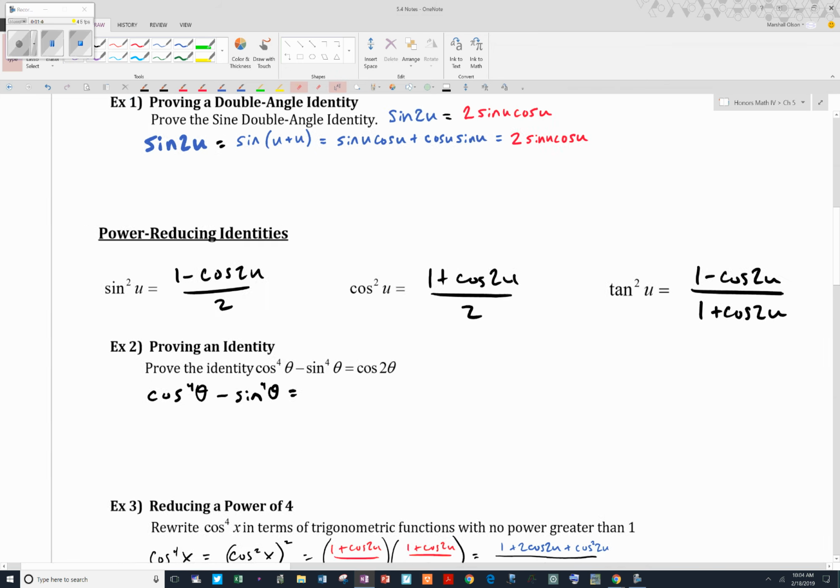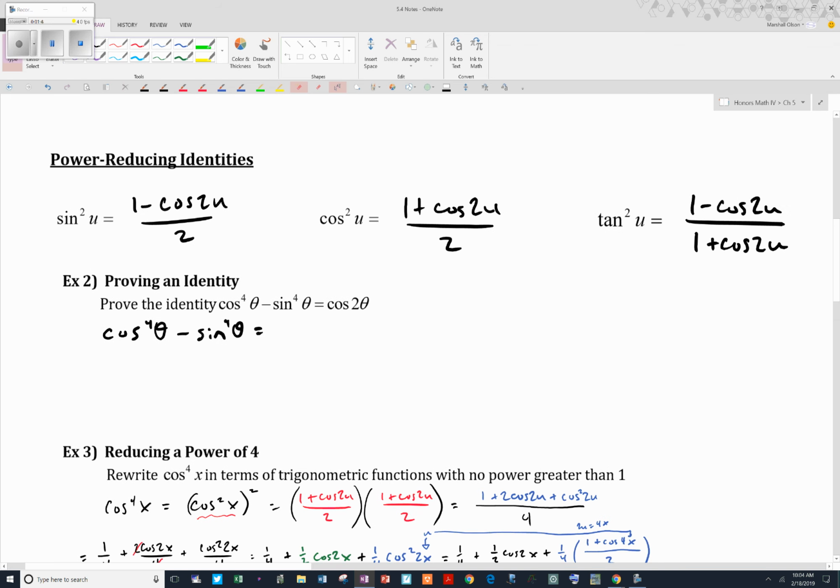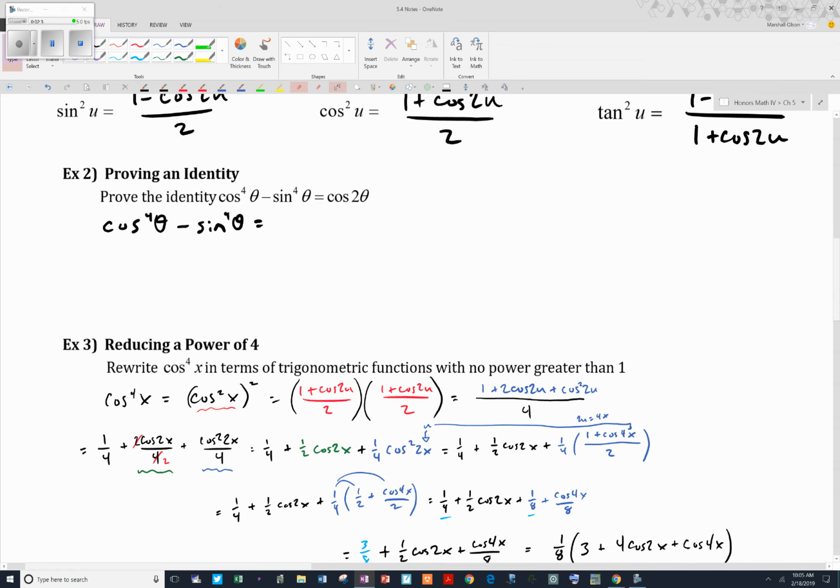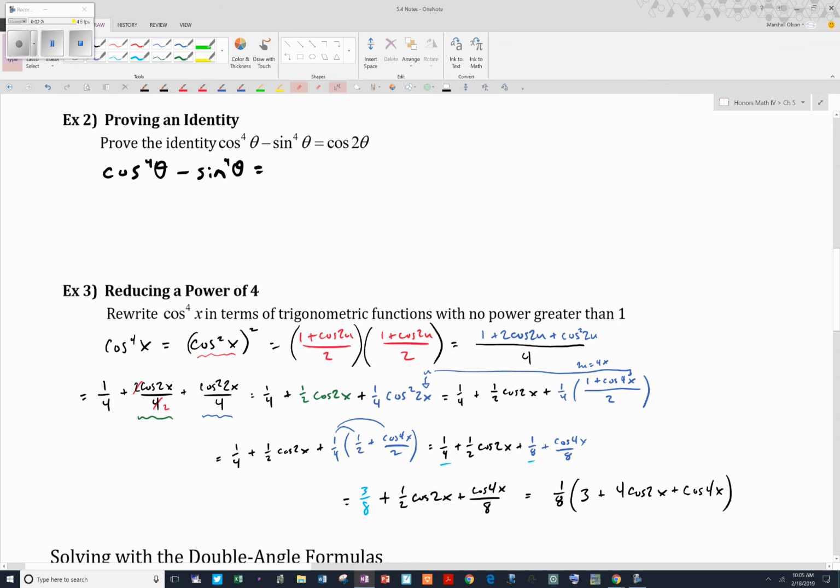Some other identities that could become useful are the power reducing identities, which are listed right there. You are not going to have to know these offhand. We might prove them at some point during the homework. But it's a way to get rid of a function being squared that does not involve the Pythagorean identities. So for example, if you have sine squared, you can rewrite it using this expression, and you don't have anything being squared anymore. But like I said, we're not going to use those a ton.